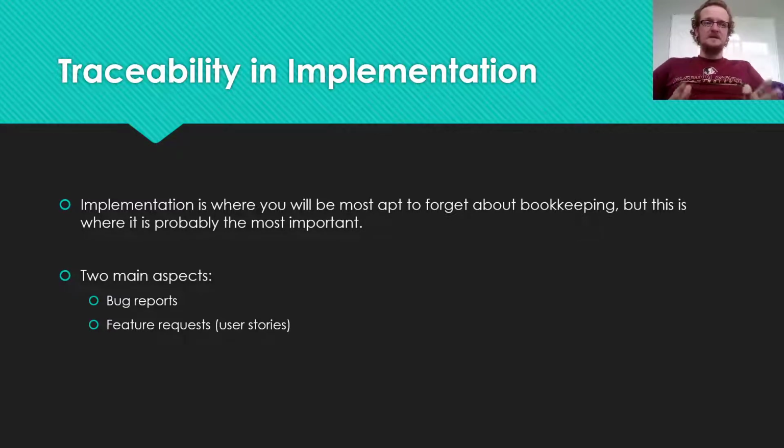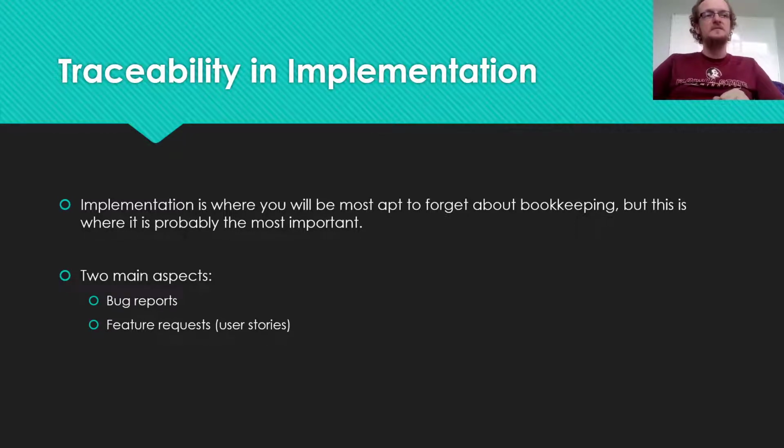And that's unfortunate, because this is actually the part of the project where that bookkeeping exercise is probably the absolute most important. And there are two main aspects to that bookkeeping exercise. The first one is bug reports, and the second one is feature requests. So what can happen is you as an engineer can see a problem in a piece of code, and by nature you'll want to go in and fix that piece of code without raising a bug, and just sort of fixing it and then checking it in.